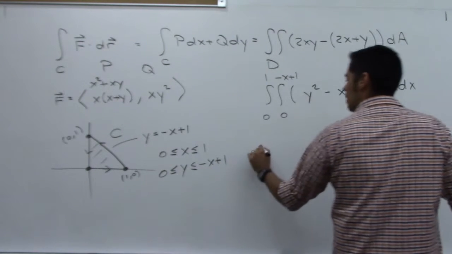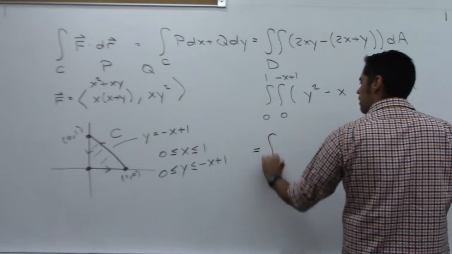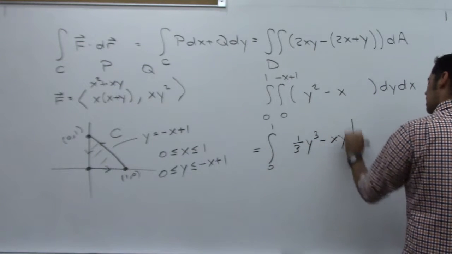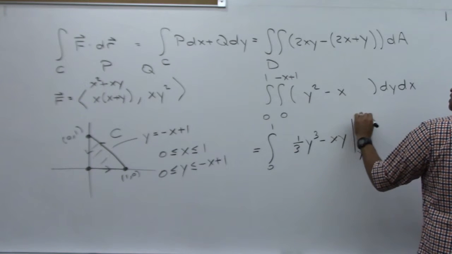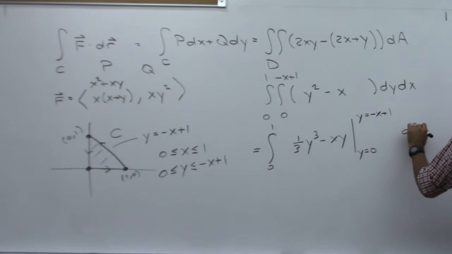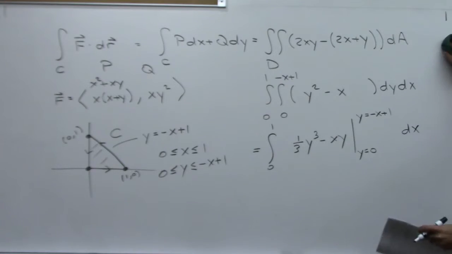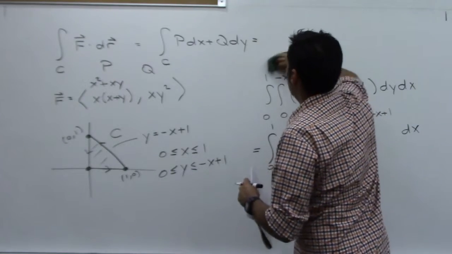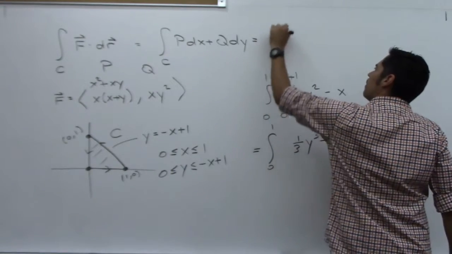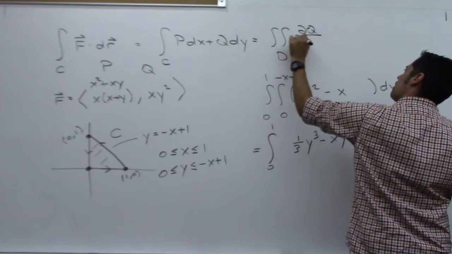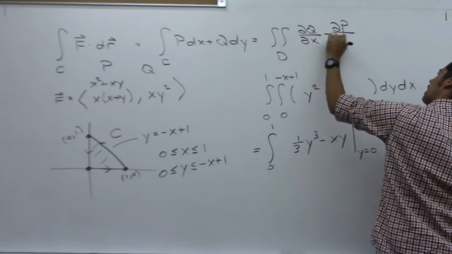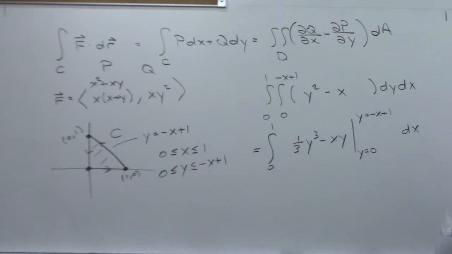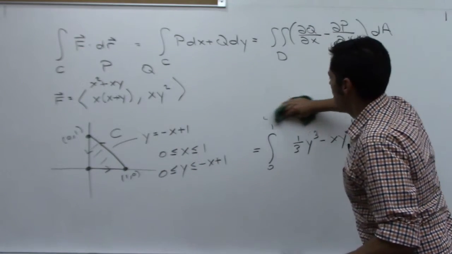Okay, so now the antiderivative of this with respect to y is 1/3 y cubed minus xy, evaluating y equals 0 to y equals negative x plus 1 dx. I changed that up there; I messed that up. Remember, Green's theorem looks like this: partial Q with respect to x minus partial P with respect to y. I did it the other way around, with respect to y and with respect to x. Brain fart.